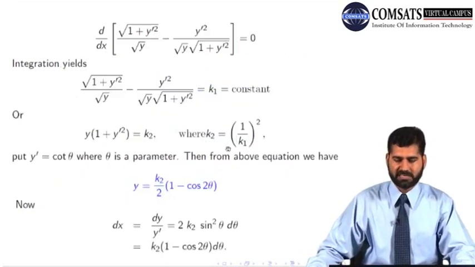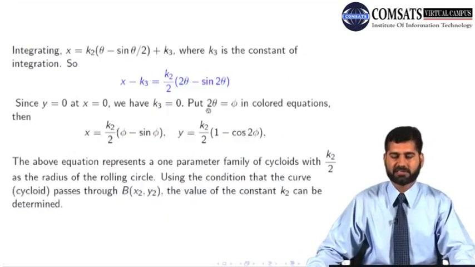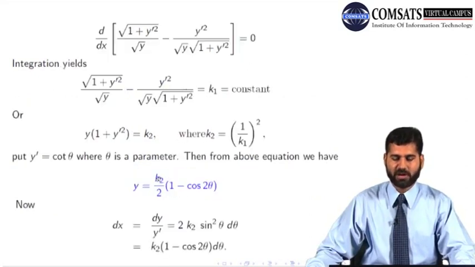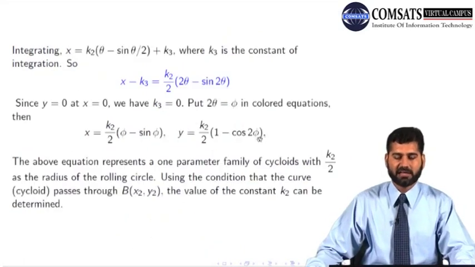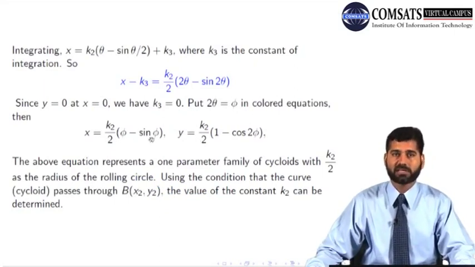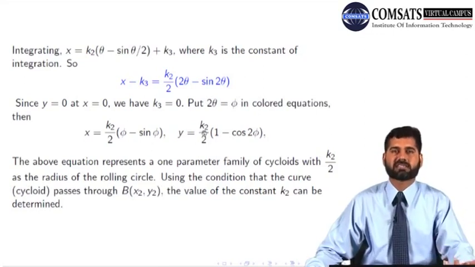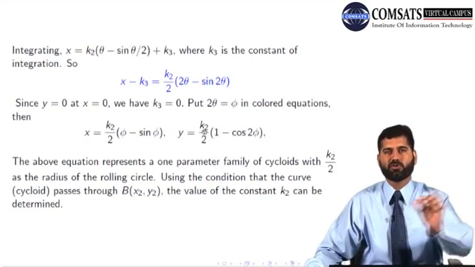So in both these blue equations, if I replace 2 theta by phi, I will get x is equal to k2 by 2 times phi minus sine phi, and y is equal to k2 by 2 times 1 minus cos phi. Alright, so these are totally determined by this parameter phi. So this is a parametric form of x and y. So we got the curve. This is the required curve that will give me the shortest time from moving from A to B.